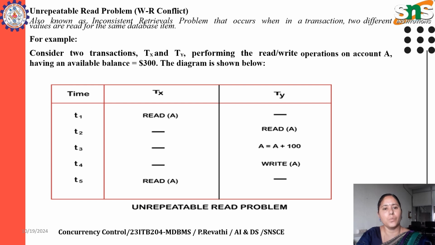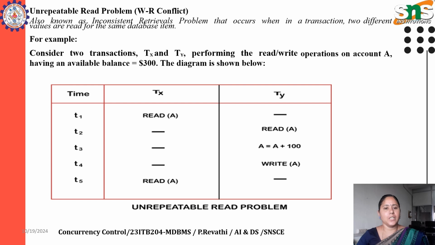Unrepeatable read problem. That means a write-read conflict. It is also known as the inconsistent retrieval problem, which occurs when a transaction reads two different values for the same database item. For example, consider two transactions TX and TY performing read-write operations on account A having an available balance of 300.